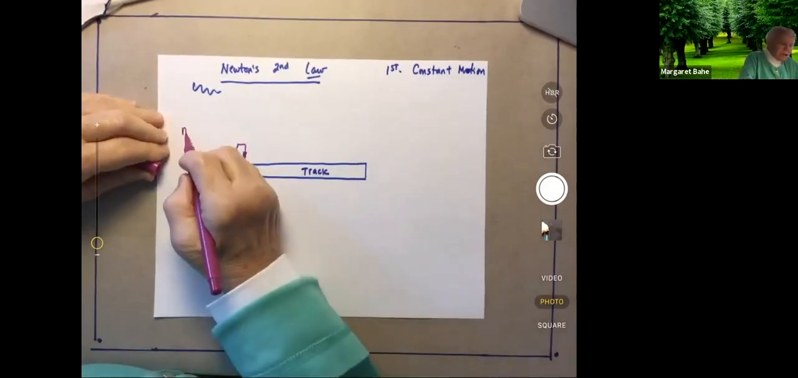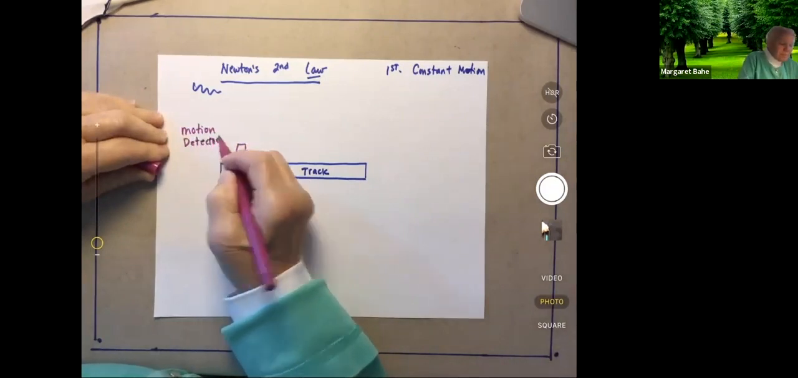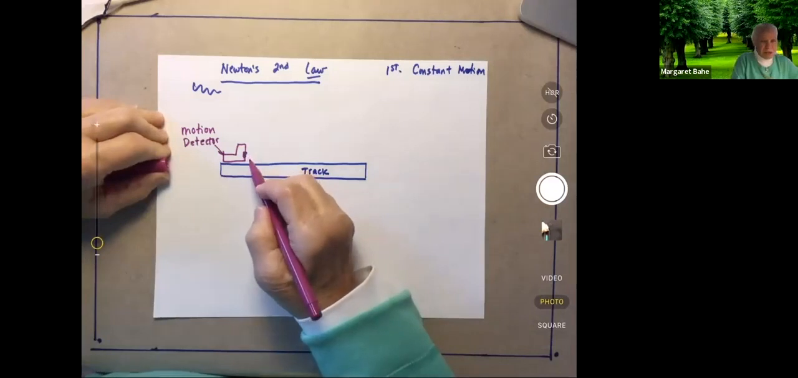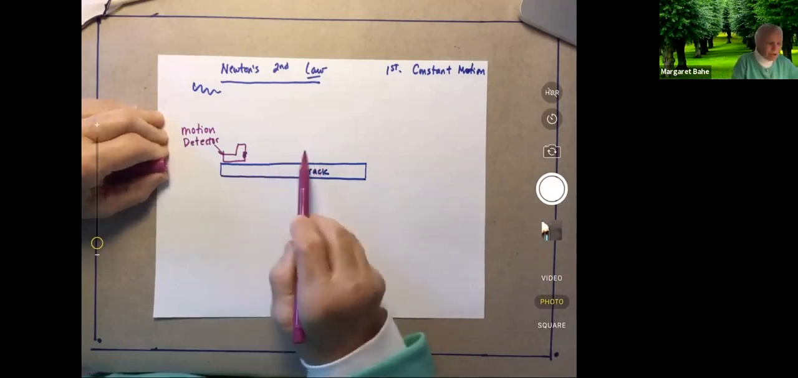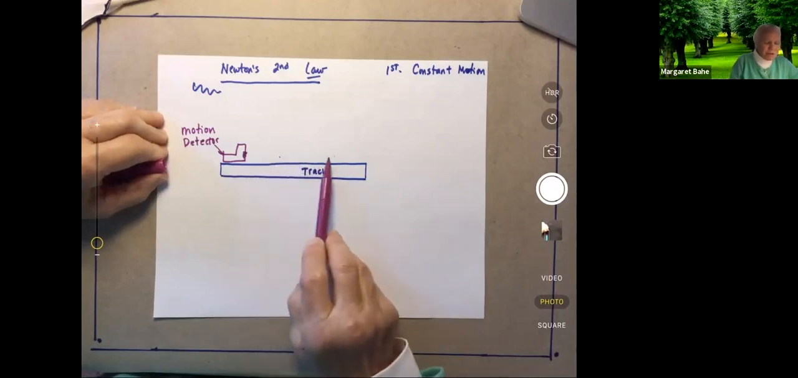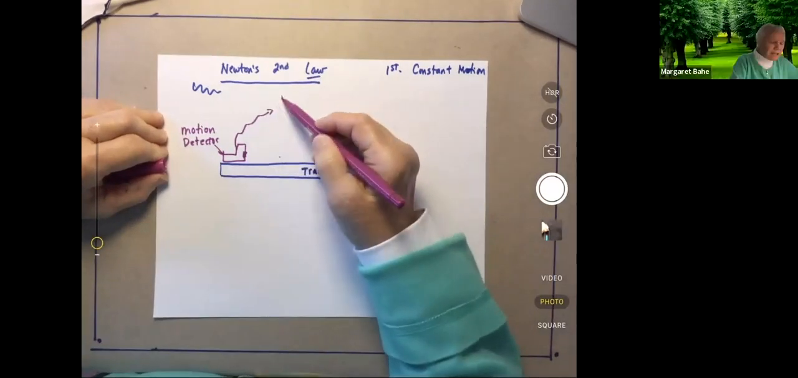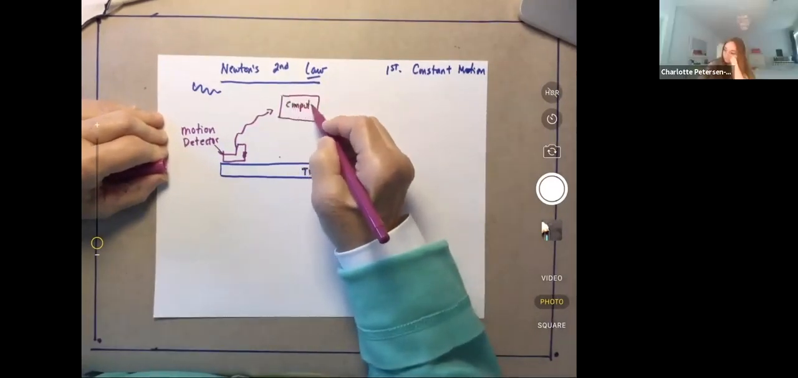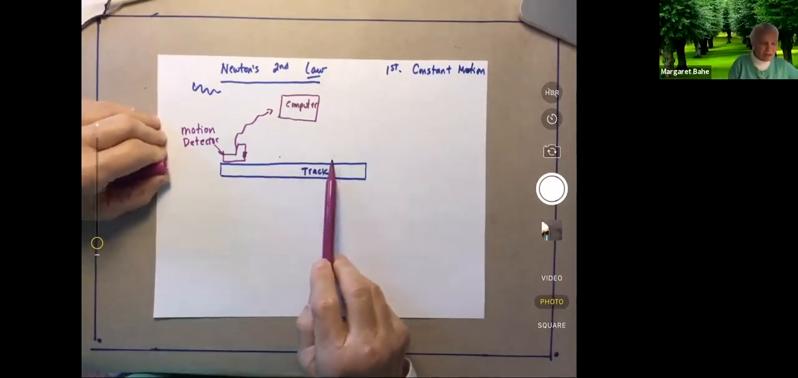It's called a motion detector. So that's what this thing is. This motion detector is a device that's got a little speaker here, and when something is in front of it, it can measure the distance by sending out pulses. So if I had something here versus here versus here, it'll be able to figure out how far away that object is. This motion detector is going to get connected to a computer, and that computer is going to be able to record the distance of that object.